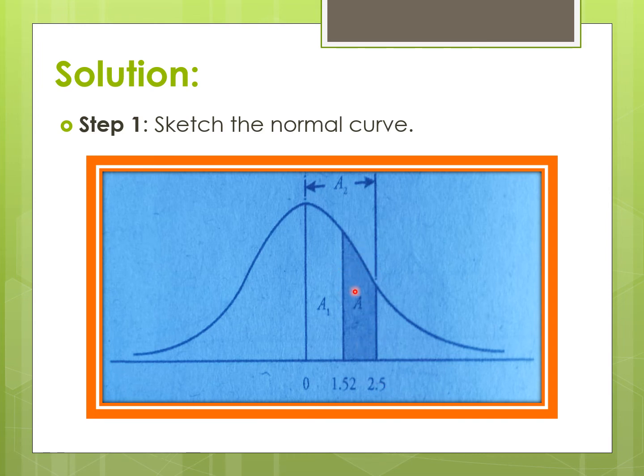Ayan. So, yung area natin with yung A lang, yung letter A. So, ito yung hinahanap natin. So, unang gagawin, as you can see in the graph, hanapin muna yung area 1 natin. That is area from or between 0 and 1.52. And then, yung mas malaking area. So, area between 0 and 2.5.